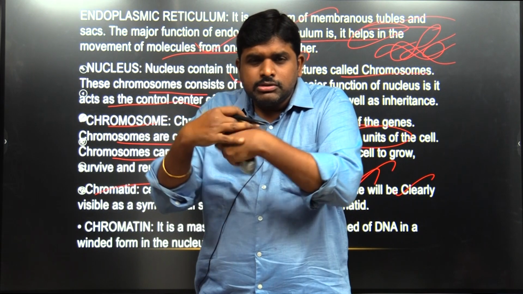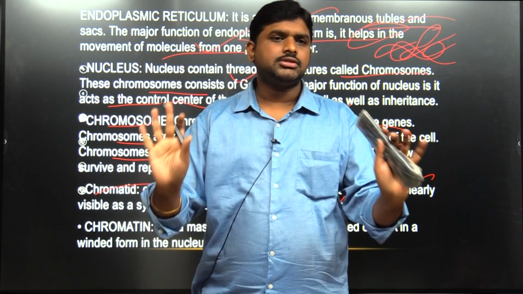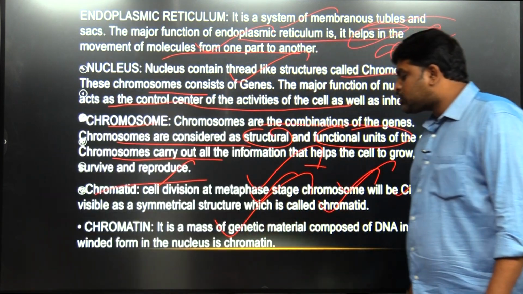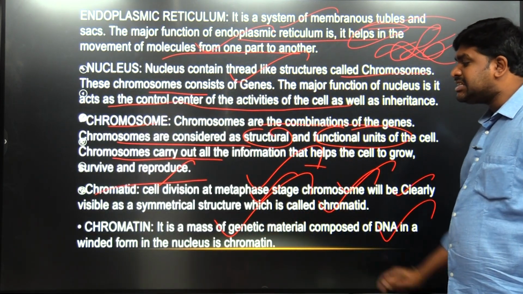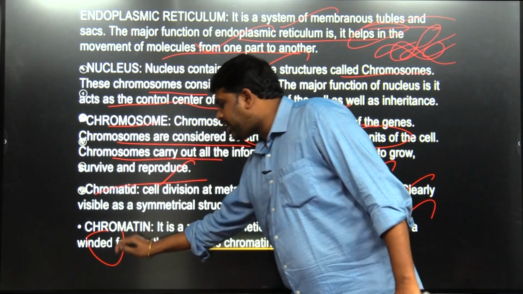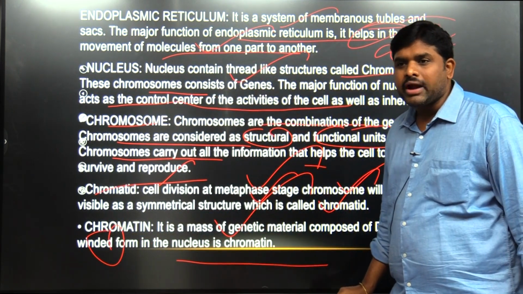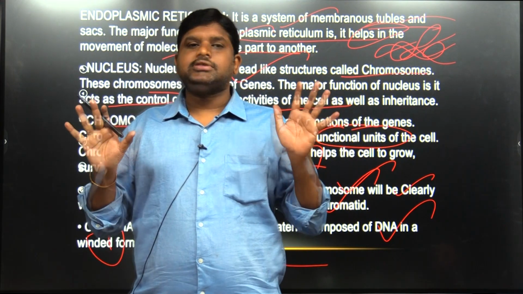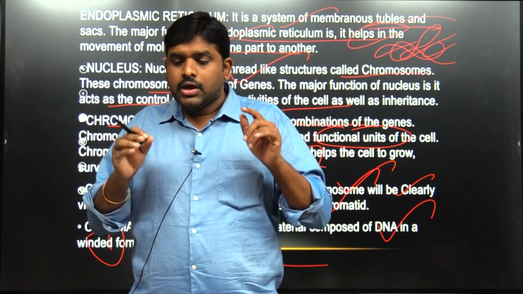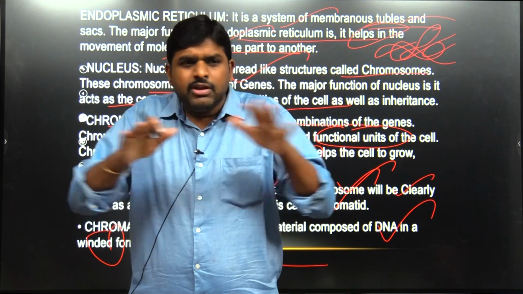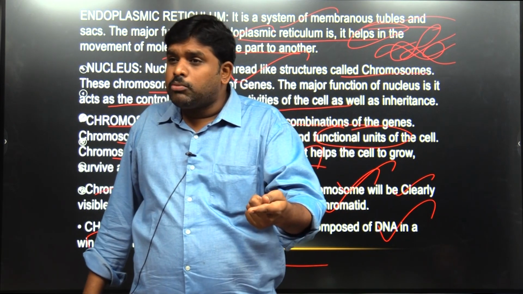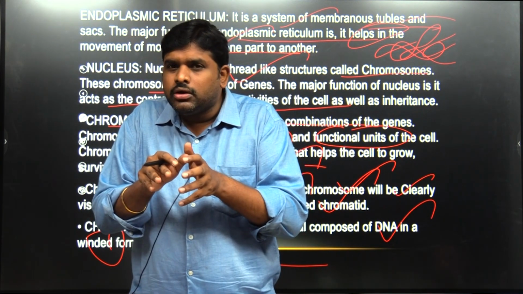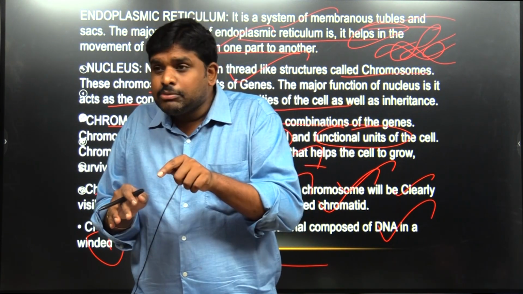These chromosomes which are in the winded form are called chromatin. Generally it is called chromatin. It is a mass of genetic material composed of DNA in a winded form in the nucleus. So inside the nucleus, the chromosome is present. When the chromosome is ready to divide, it will be arranging. That arranged format of chromosome is called chromatid. So inside the nucleus, when the chromosomes are in a winded form, at that time the chromosome is called chromatin.